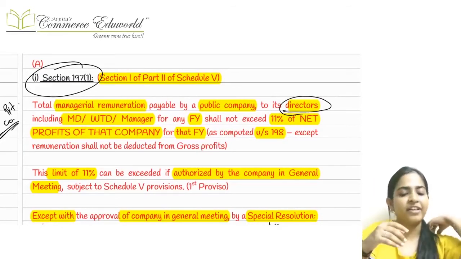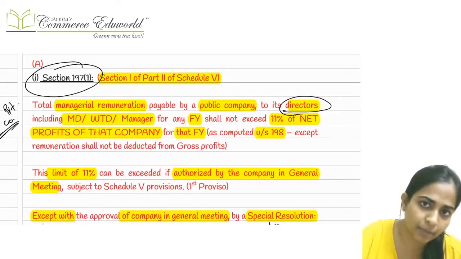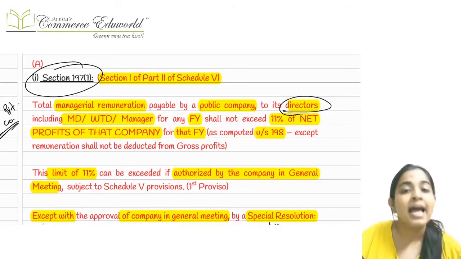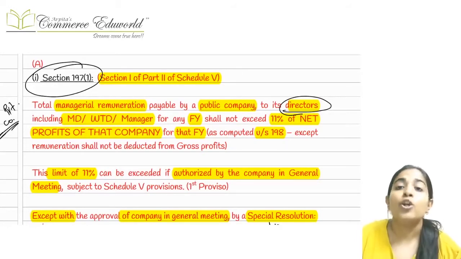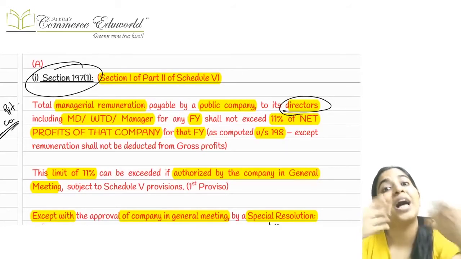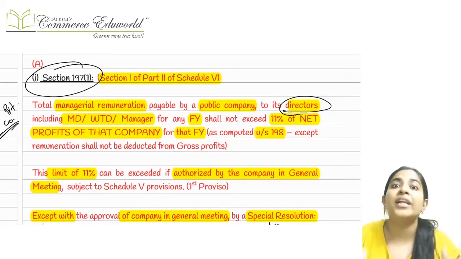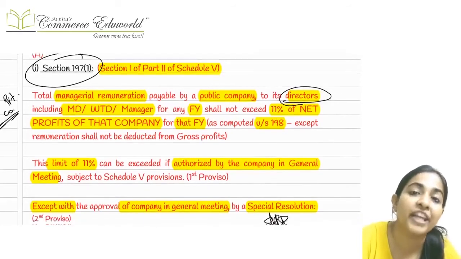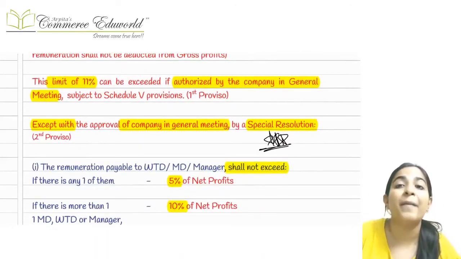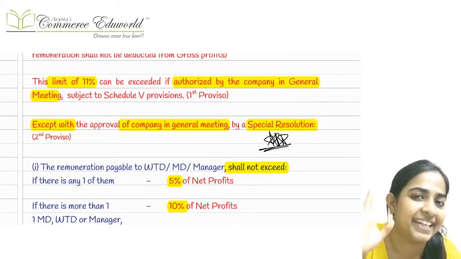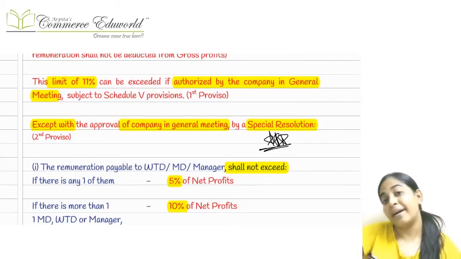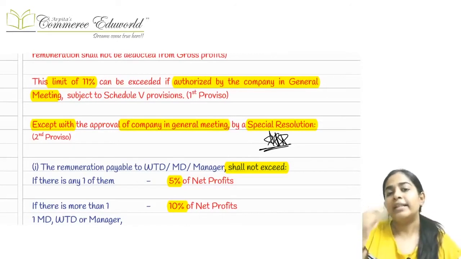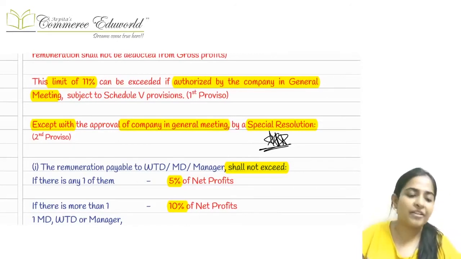Now suppose it is a public company. First of all, this point is applicable only for a public company. If we have a public company and it is having sufficient profits, then it can pay remuneration to its managerial personnel and to other directors up to 11% of the net profits, and net profits will be determined as per the next section, that is section number 198. Now, this 11% also has a particular bifurcation.